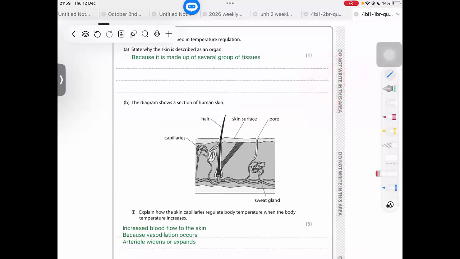"This is because the skin is made up of multiple tissues, so I don't think I'm getting that mark." Multiple tissues. I don't think you will get that mark, dear, because multiple could be the same. Okay, multiple is not the same type. Multiple means different types, right?